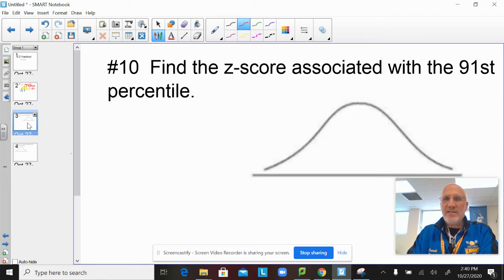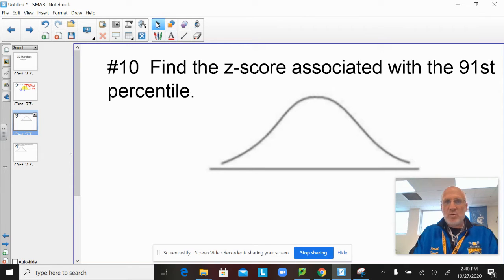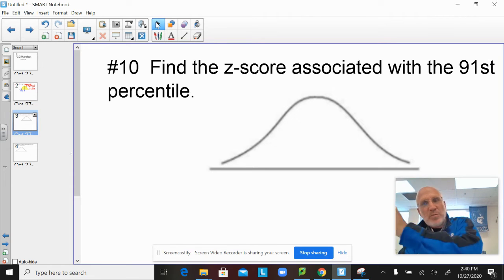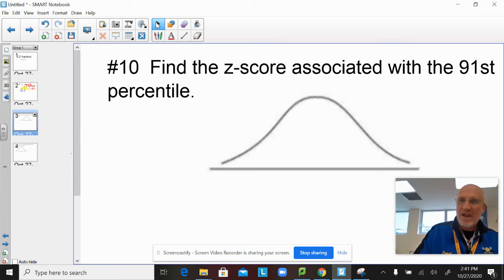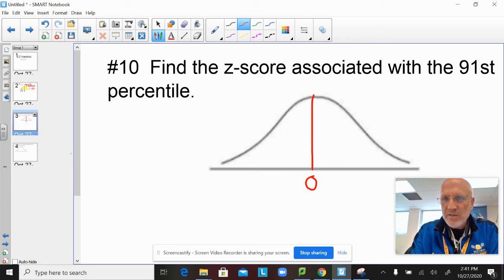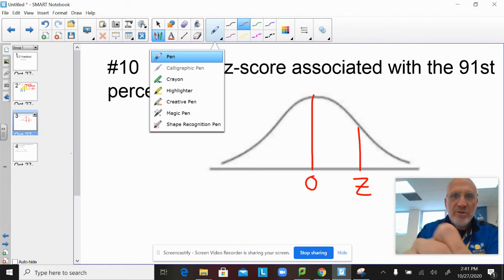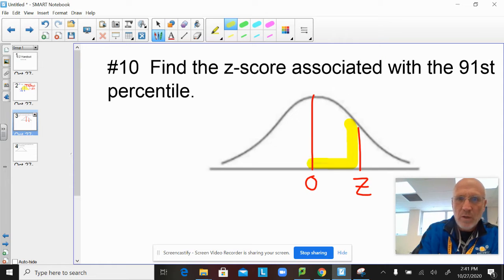All right. Number 10 says find the z-score associated with the 91st percentile. Well, the 91st percentile is the score that's greater than 91% of the data. Again, if you scored the 91st percentile on the ACT, that means you did better than 91% of the people. So we're still talking z-score, so 0 is still in the middle here. Somewhere over here I have a z-score, and I know it's to the right of 0 because anything bigger than the 50th percentile is going to be to the right of 0. And I am going to shade, in this case, all of this.